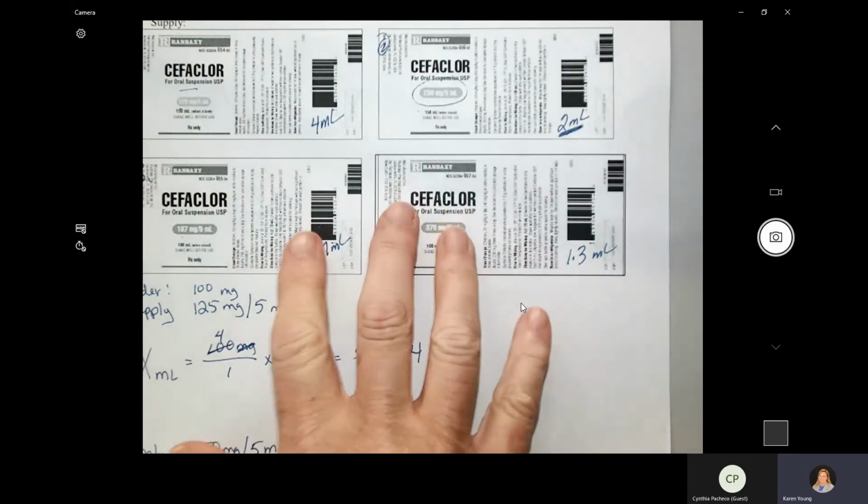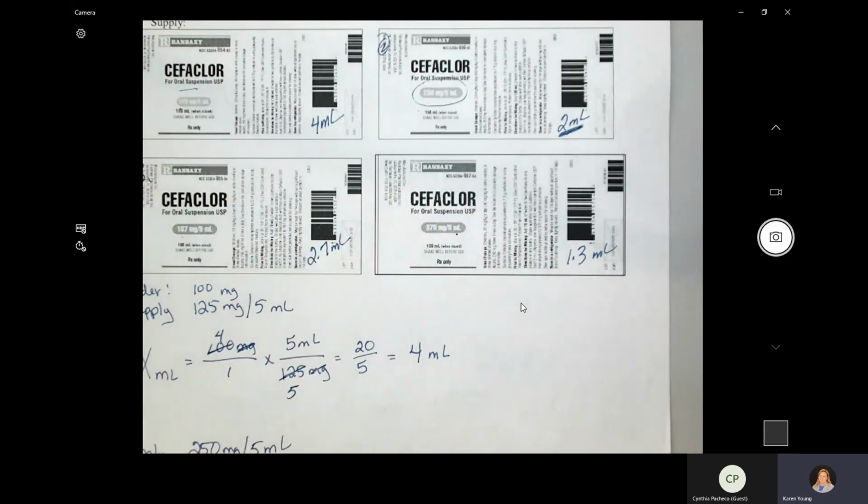Also, this is another place you might be: if you're working on the pediatric floor of a hospital, you may have cephalexin in your medication cart, and you may have 4 different ones to give. Now, as a nurse, you could give the 1.3 or the 2.7 or the 2 or the 4. You know, it wouldn't be as hard for a nurse to give most of the time, especially if you've had plenty of practice.